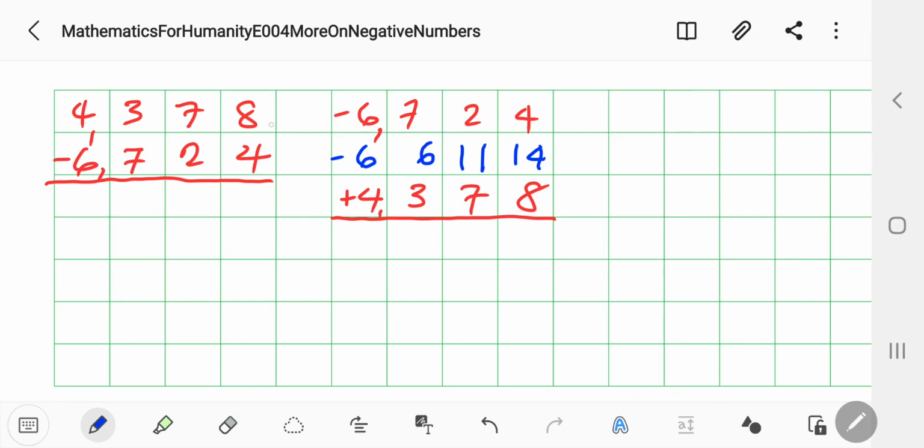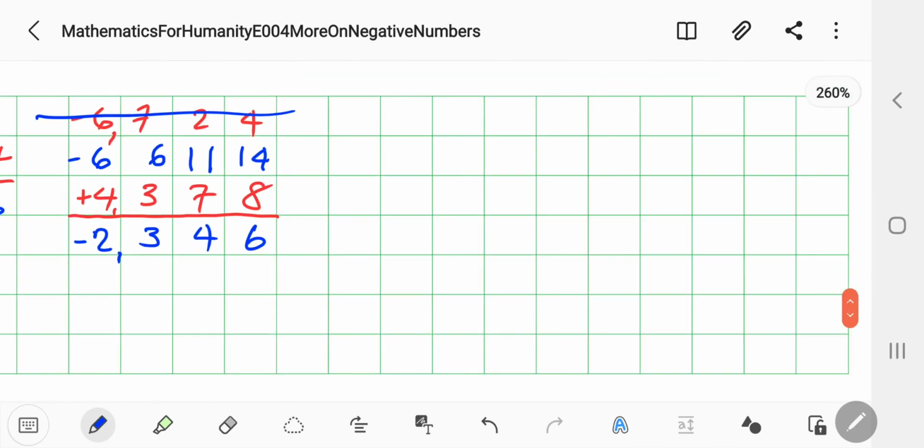So you have to cross this out. So 14 minus 8 is 6, and 11 minus 7 is 4, 6 minus 3 is 3, and then you have 6 minus 4 is 2, but you have to bring down the negative sign. So that's the answer. This is negative 2,346.